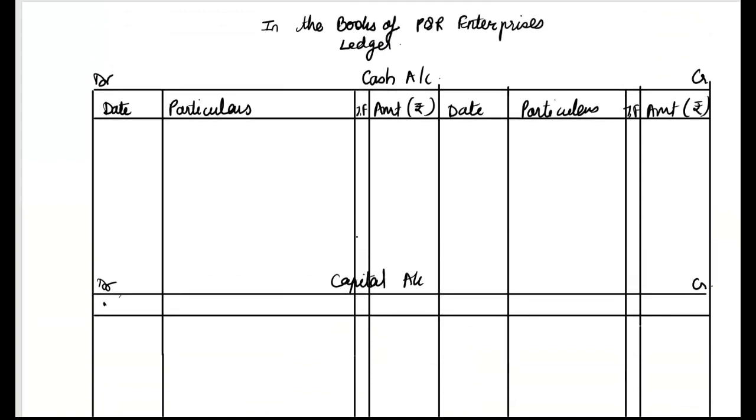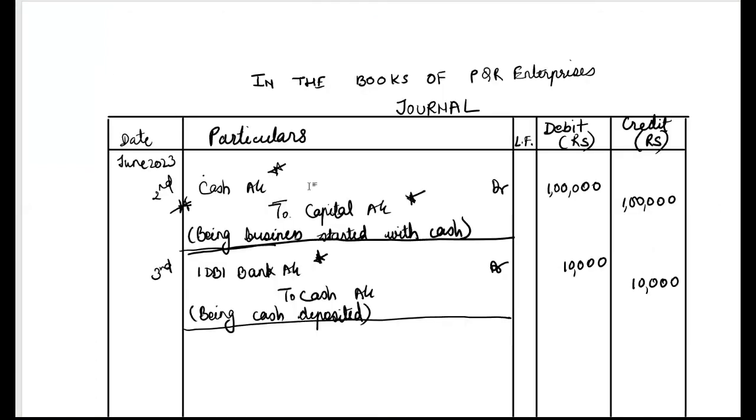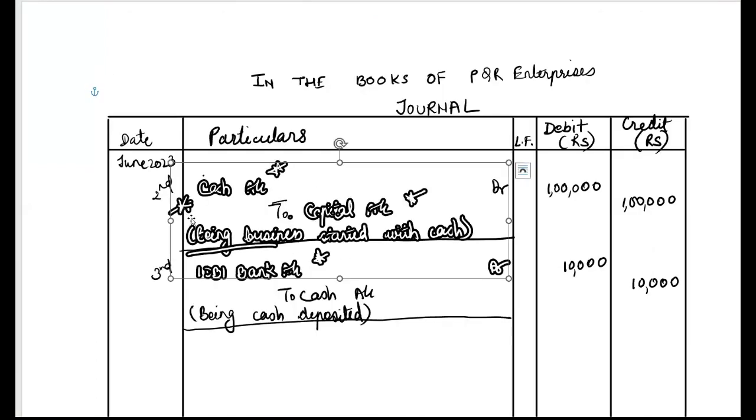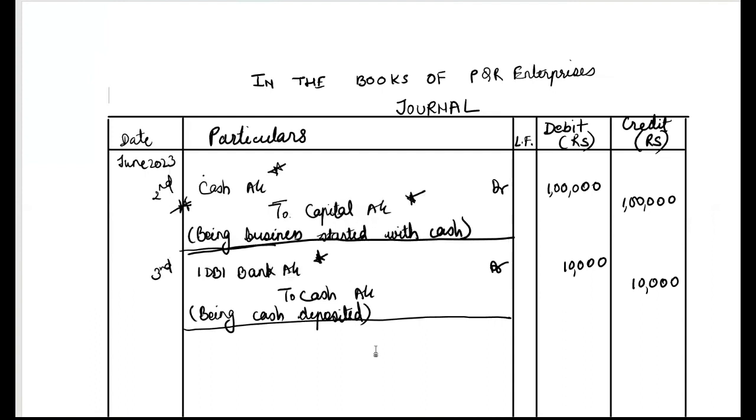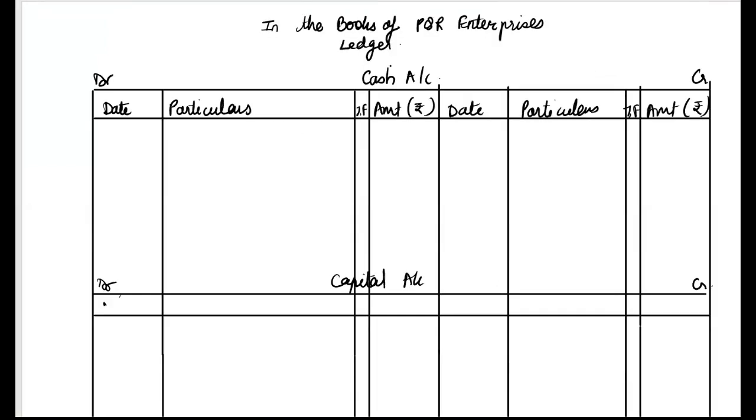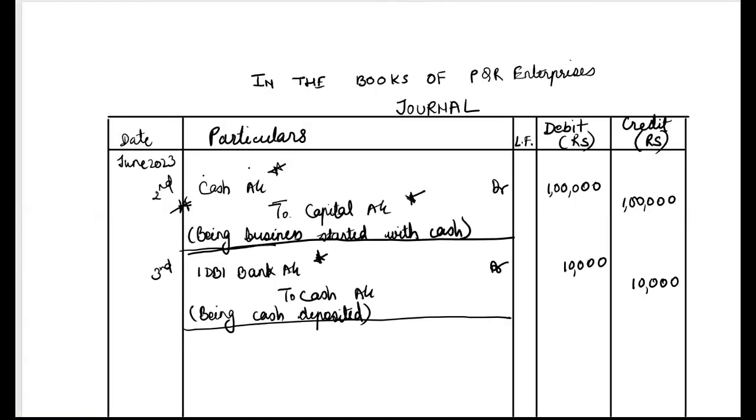Now, how to post the journal entry from the journal into the ledger. This is what we are going to learn. Now, first thing, what is my transaction? Go to the transaction, and if you can see here, the transaction is saying cash account to capital account. Now, always remember, when I'm posting in the cash account, I'm not going to write cash account. Fine, because I already have the heading as cash account. So I'm not going to write again cash account.